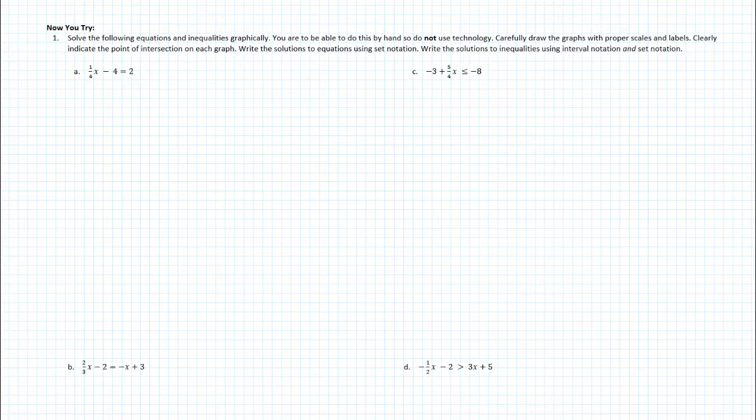Let's go back over the directions one more time, make sure we understand what we're getting into. Solve the following equations and inequalities graphically. We are to be able to do this by hand, so we're not going to use any technology. We want to carefully draw the graphs with proper scales and labels, clearly indicate the points of intersection on each graph, and write the solutions to equations using set notation. We're going to write the solutions to inequalities using interval notation and set notation.